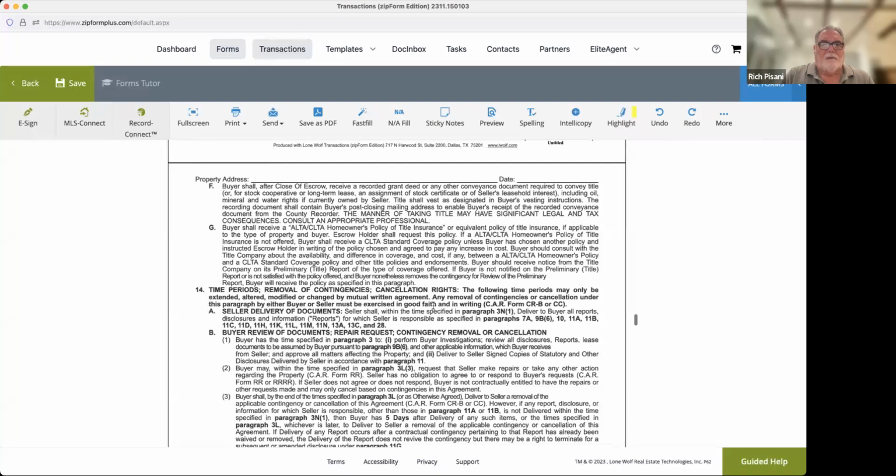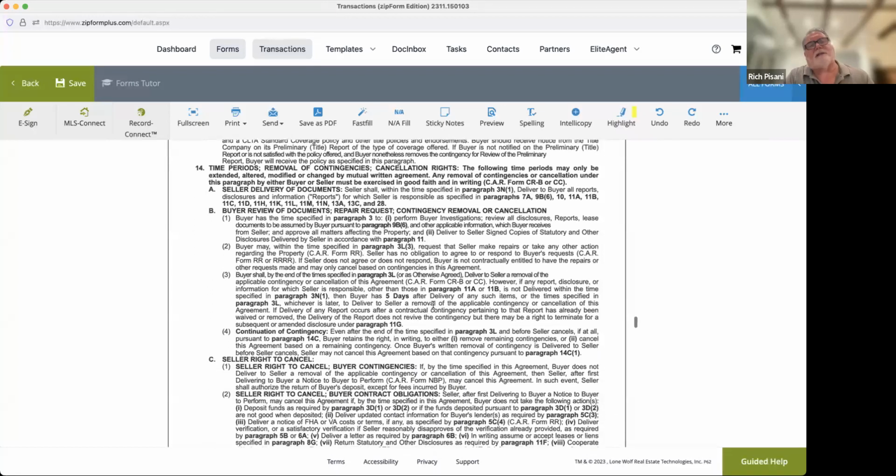All right. Buyer shall receive a recorded deed at close of escrow. Okay. Time periods. This goes into what are the time periods for these contingencies, and it's important to keep to those time periods. And the buyer may, within the time specified, request that the seller make repairs or take other action regarding the property. Seller has no obligation to agree or to respond to the buyer's requests.